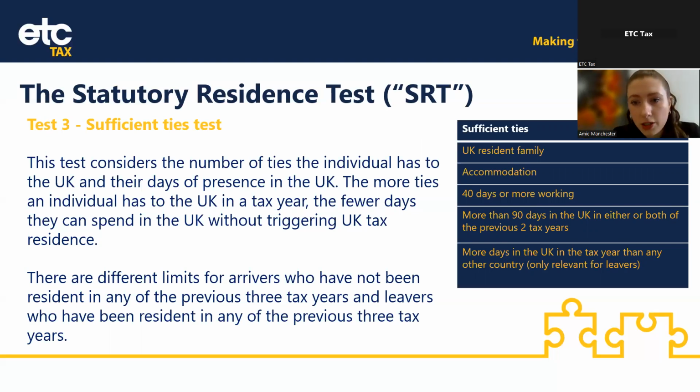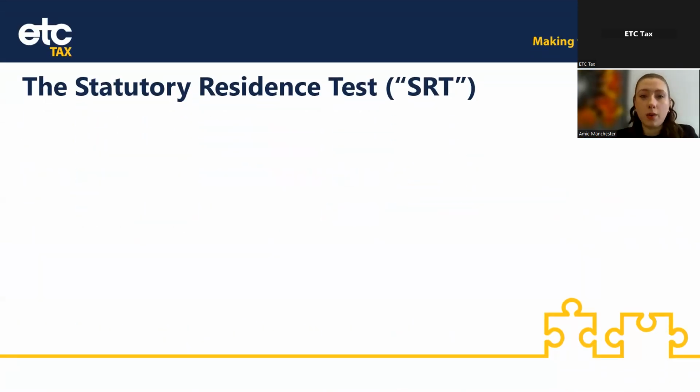Second tie, accommodation. Third tie, 40 days or more working in the UK. Next tie is more than 90 days in the UK in either or both of the previous 2 tax years. And then finally, this final tie is only relevant for leavers, but it is the country tie, and it's where the individual has more days in the UK in the tax year than any other days. So we'll just have a look at those ties in a bit more detail.